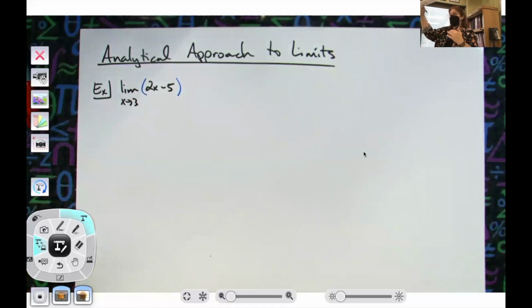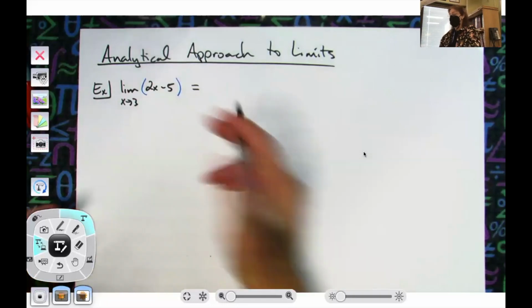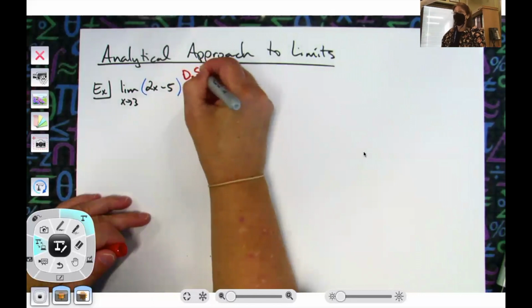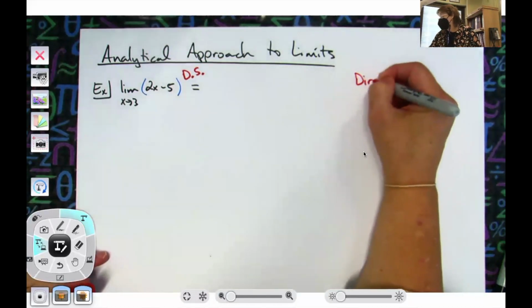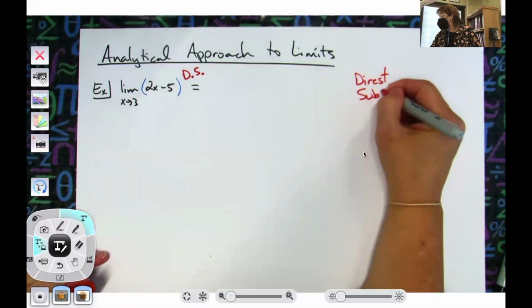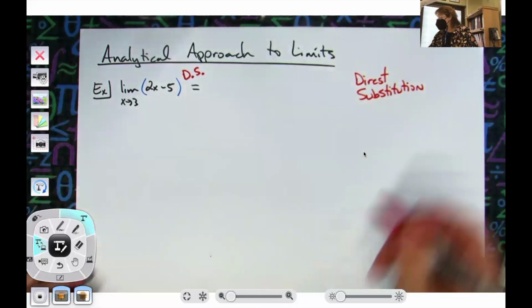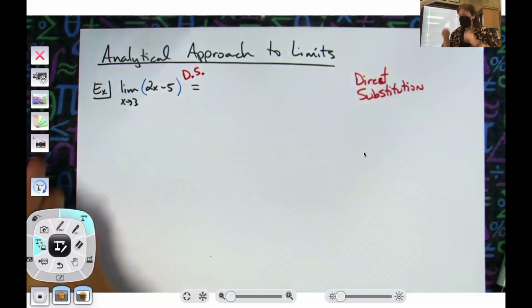I know what the function is. Can I just plug it in and it's going to spit out a y value? That is called direct substitution. This is just a straight line, nothing fancy. I'm going to put DS on here for direct substitution. And I can't spell direct, let's fix that. Okay, direct substitution.